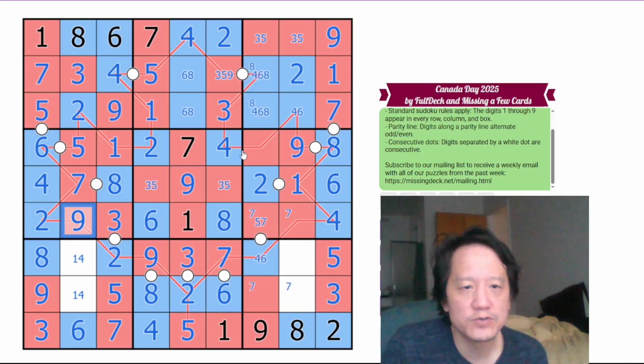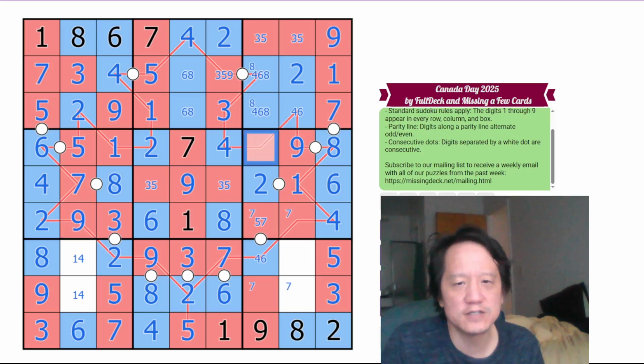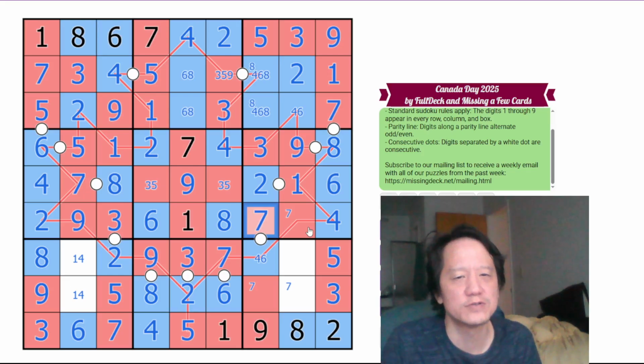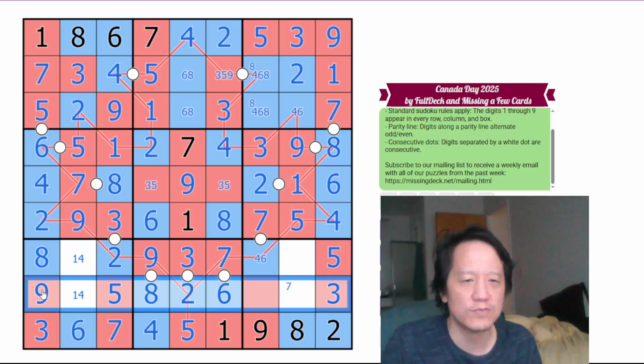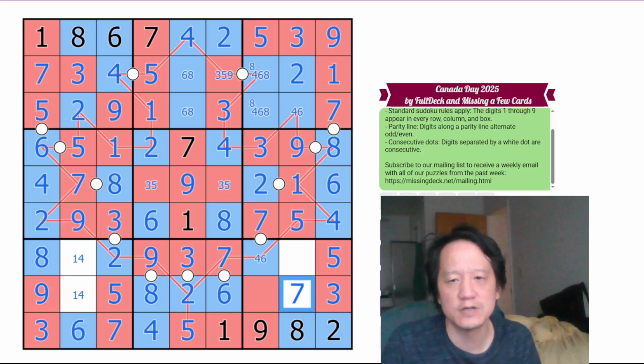Let's see what else we have. This digit has to be a 3. That eliminates 3 here, so this is 5, which makes that 3. 5 eliminates 5 here, so this is 7, which makes this 5. This can no longer be 7. Where is the 7 in row 8? It has to be here. So this is 7 and is an odd.